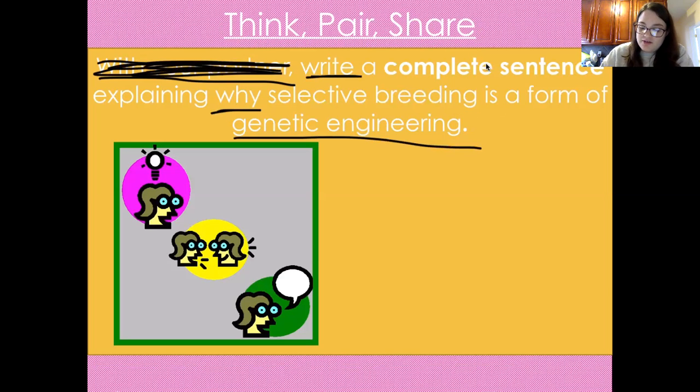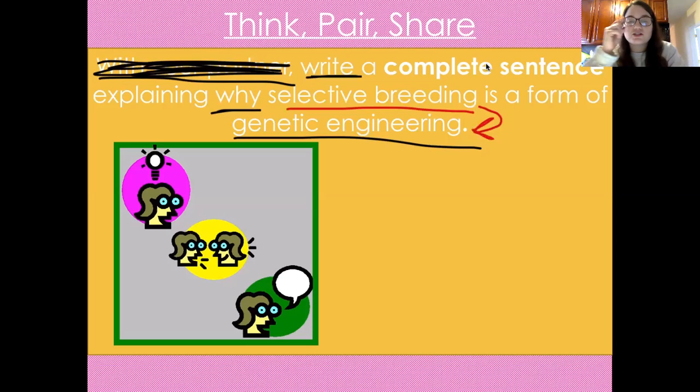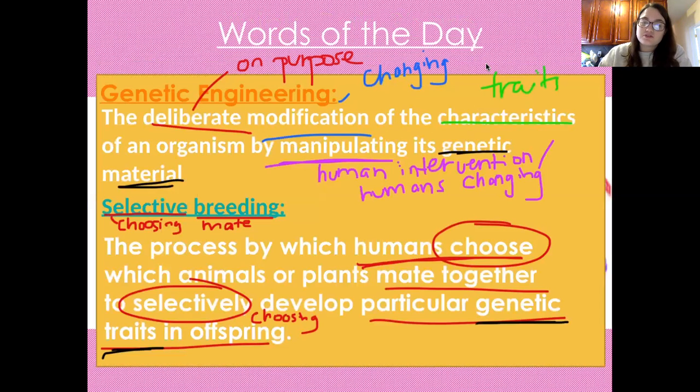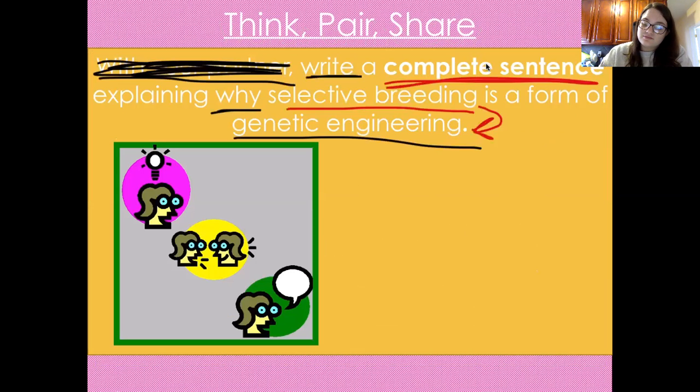So I'm not going to go over this with you. This is going to be something you do on your own. Just make sure it is typed in your document before you press submit. So I want a complete sentence talking about why selective breeding is a form of genetic engineering. So you will use both of these definitions that we just went over and tell me, why is this a form of this? All right.